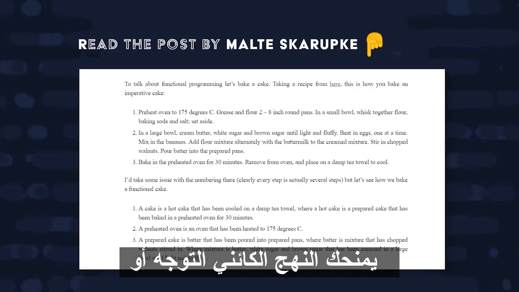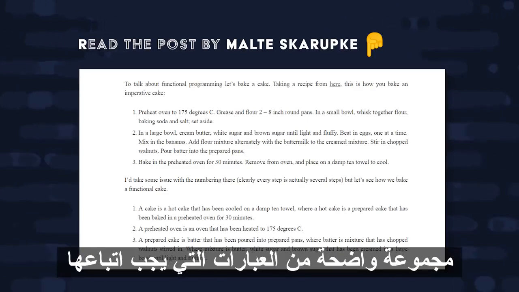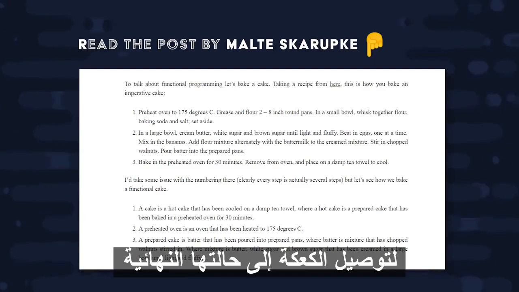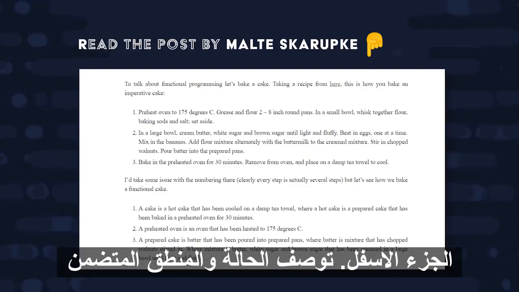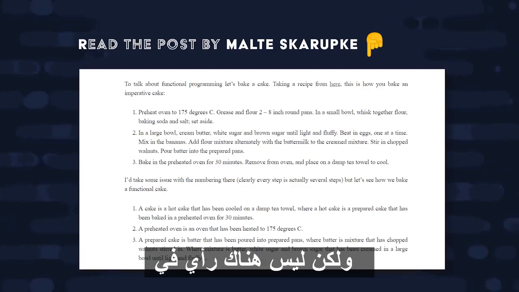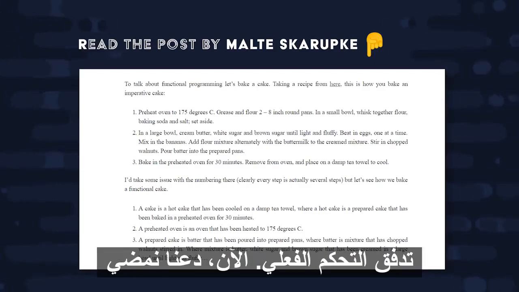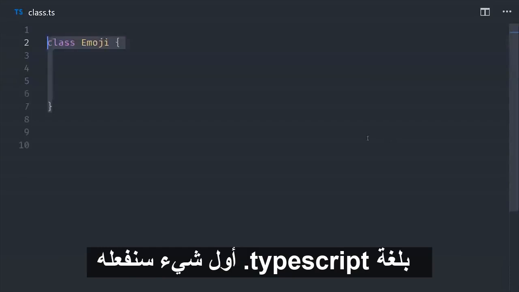The object-oriented or imperative approach on the top gives you a clear set of statements to follow to get the cake to its final state. The functional or declarative approach on the bottom describes the state and logic involved, but has no opinion on the actual control flow. Now let's go ahead and look at some object-oriented TypeScript code.